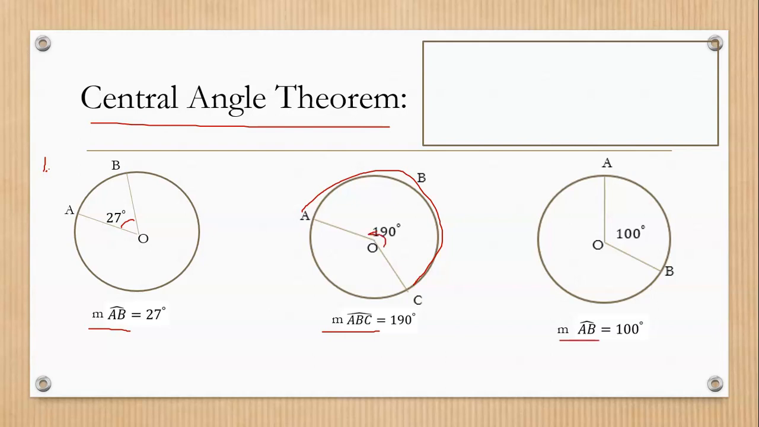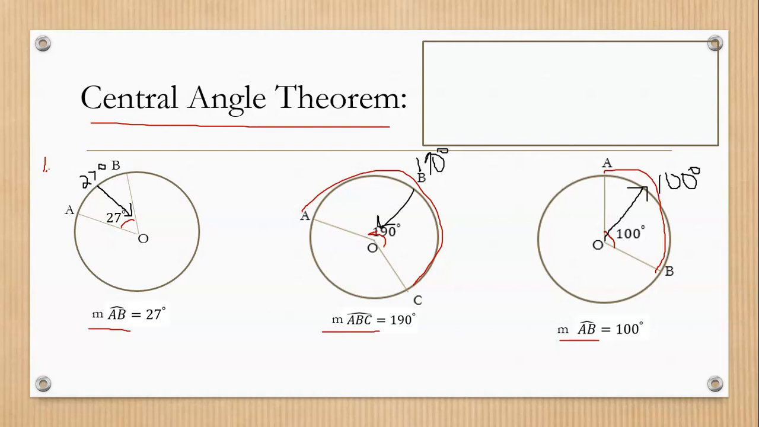And the measure of AB is 100. Do you guys see what's going on here? I'm going to label this 27 degrees. So the arc measure is the same as the angle across from it. See, 27, 27. The measure of ABC is 190. And the angle across from it is 190. This is for central angles. When the angle is right on the center of the circle, the arc across from it is equal to the angle measure.